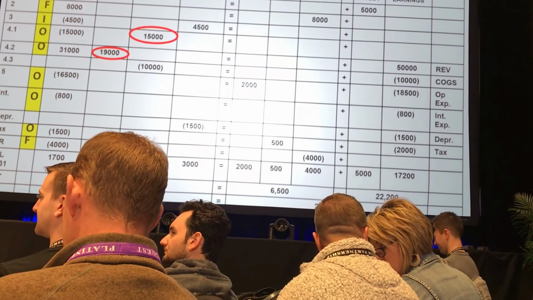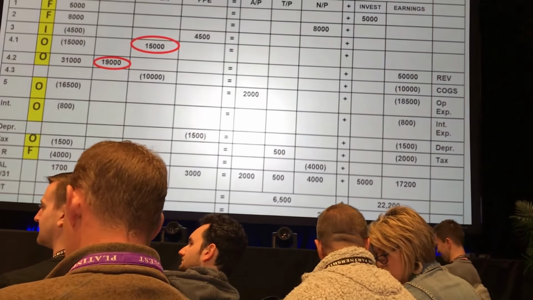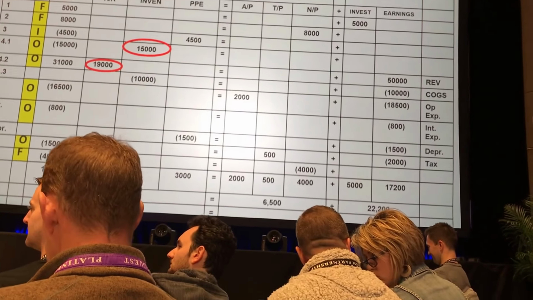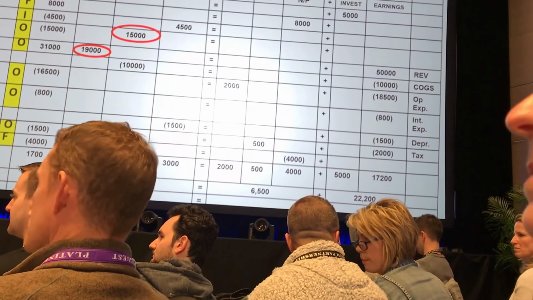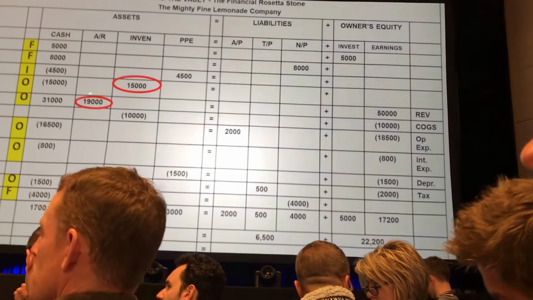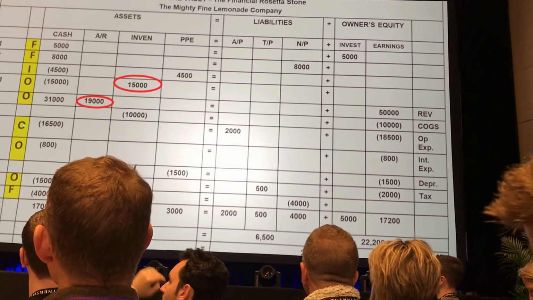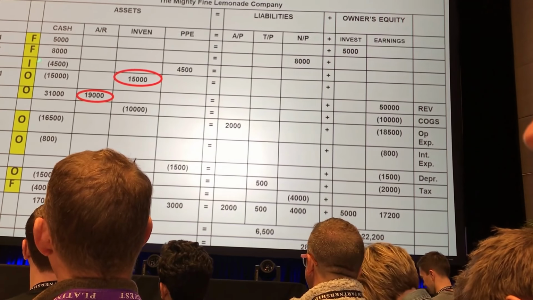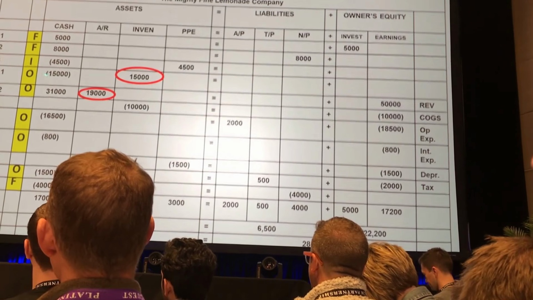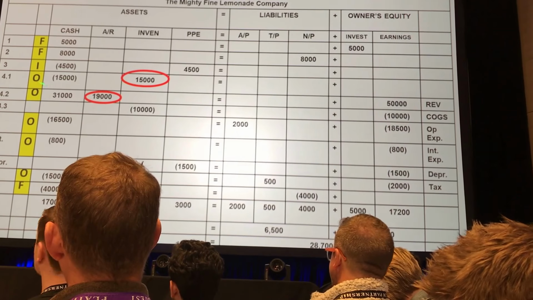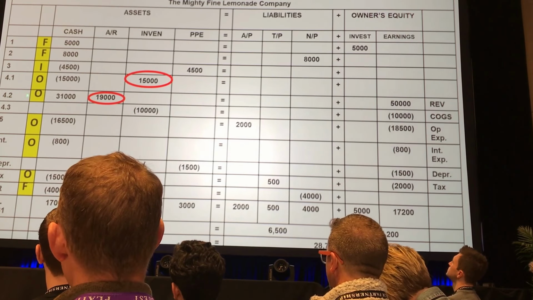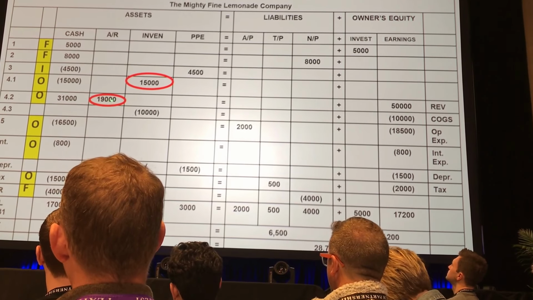So let's build a business that's sustainable, that doesn't rely on the generosity of those knuckleheads. Take a look at the next O. Right here. Here's an O right here. So I've got 3 O's on the Rosetta Stone. This one is all about inventory. This first O on line 4.1. Line 4.2, it's all about accounts receivable.